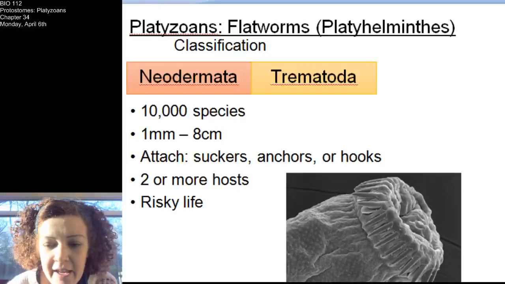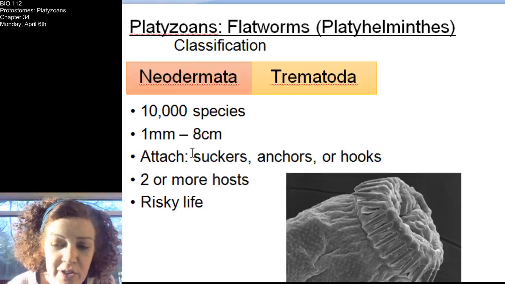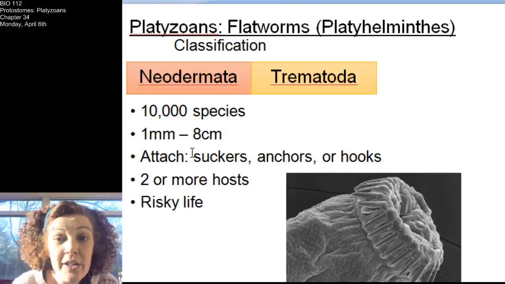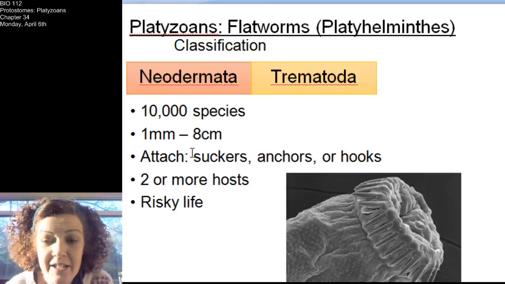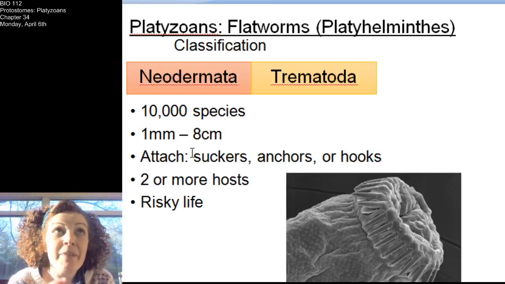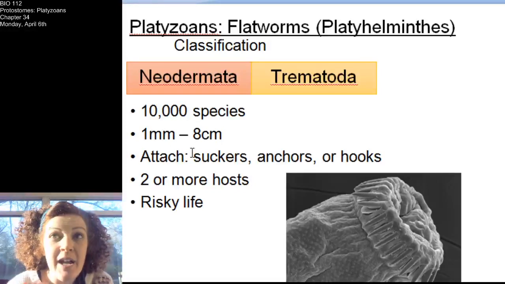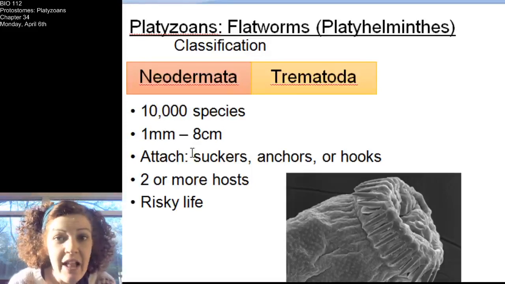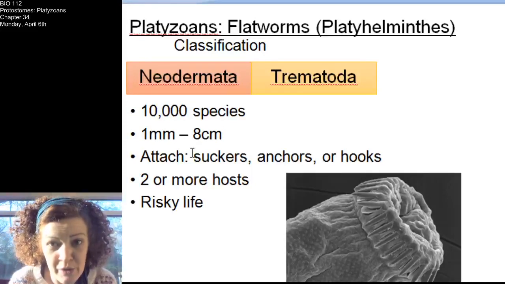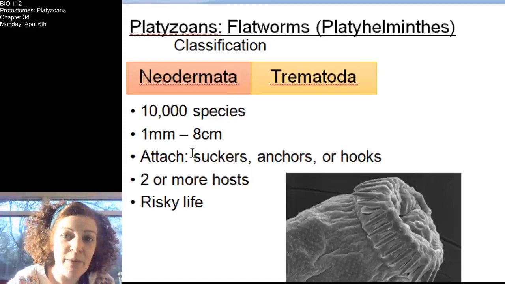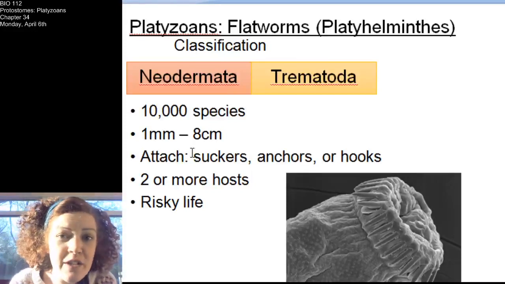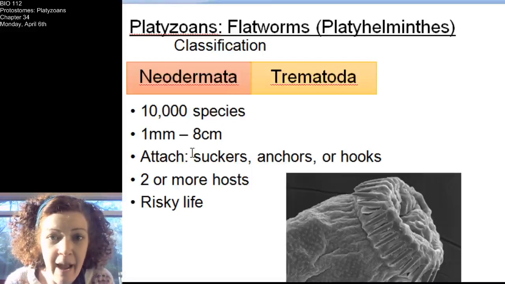All right. They have mechanisms for attachment on the anterior end of the animal. So these guys have suckers or anchors or hooks, depending on the kind of fluke it is. And many of them have life stages that require them to have two or more hosts. So they have an intermediate host or hosts, and then they have an ultimate host or hosts. The intermediate host is where development happens. The ultimate host is where reproduction actually happens.